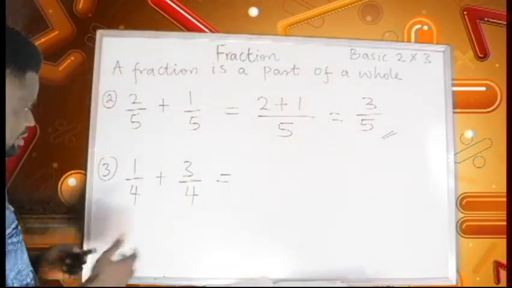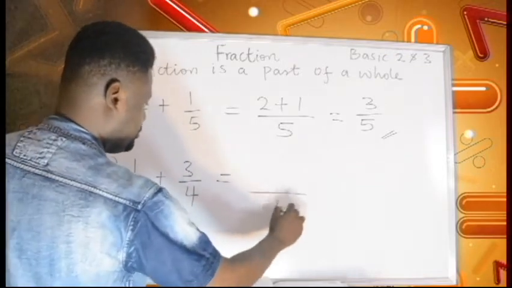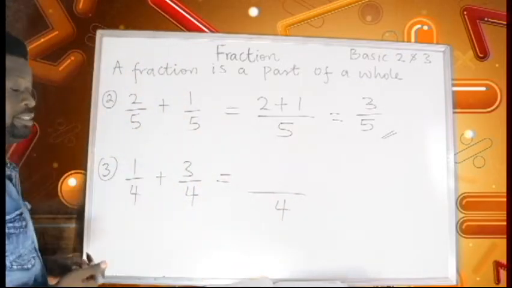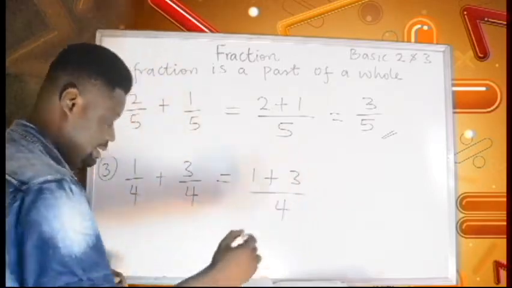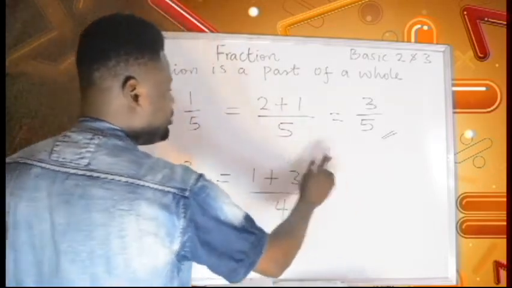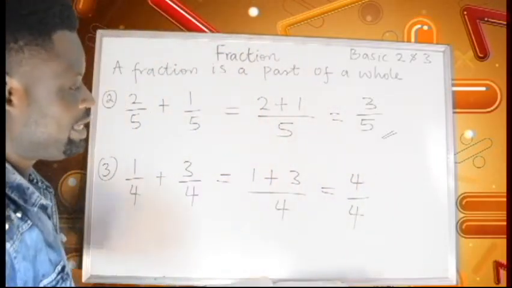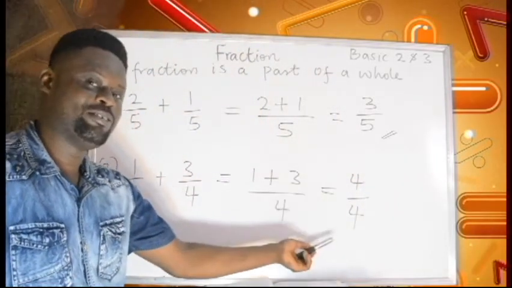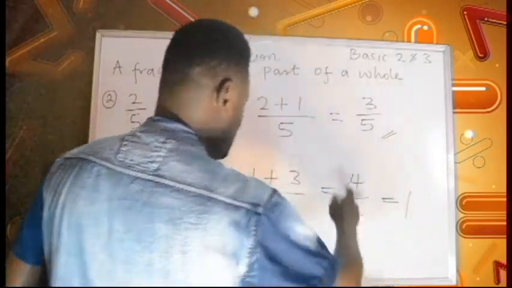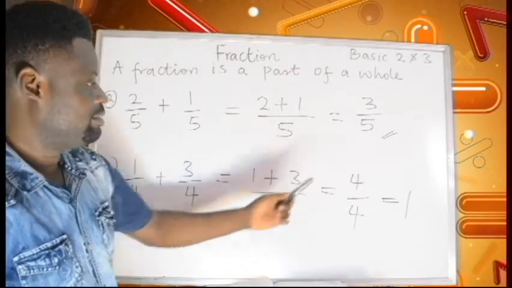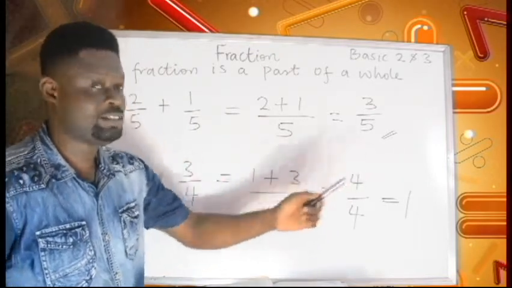The same here, the bottom is the same, so write 4. Then add up the numerators, that is 1 plus 3. Now 1 plus 3 will give us 4. 4 divided by 4. Now, when the numerator and denominator are the same, it will give you 1. 5 divided by 5 is 1, 10 divided by 10 is 1. Once they are the same, it is 1.